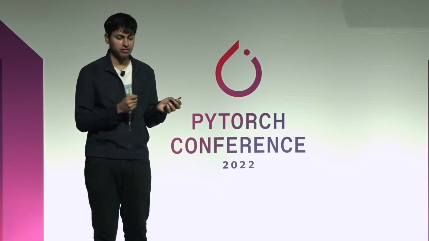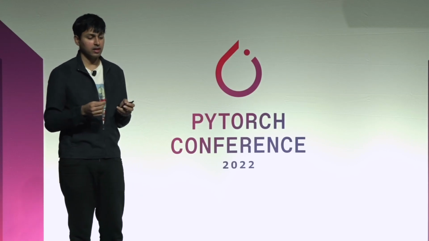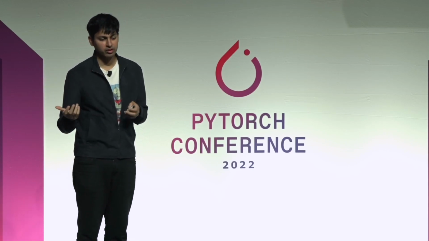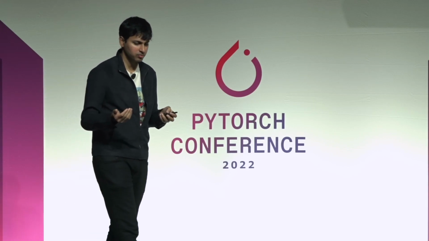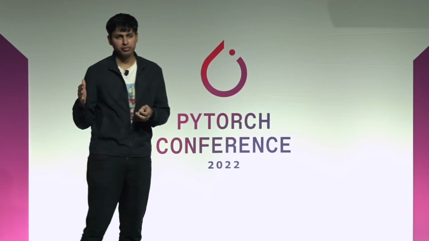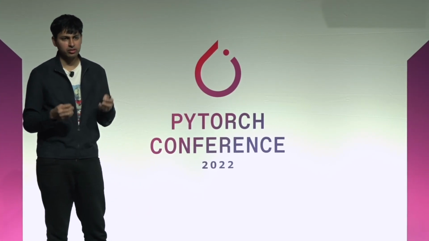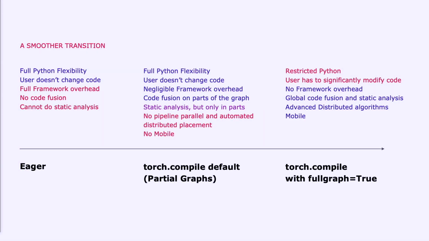So the way you think about it, we're going to have eager, which is the default, but you don't get a bunch of performance benefits. And then torch.compile by default will emit partial graphs, and you'll get most of the benefits, except for a little bit, like you can't export it to mobile, and you can't do some very advanced distributed parallelism. And then you have torch.compile with full graph mode, which might involve you changing your code a little bit, but it can give you that last mile 5% performance, or you can export it to various edge devices and things like that.